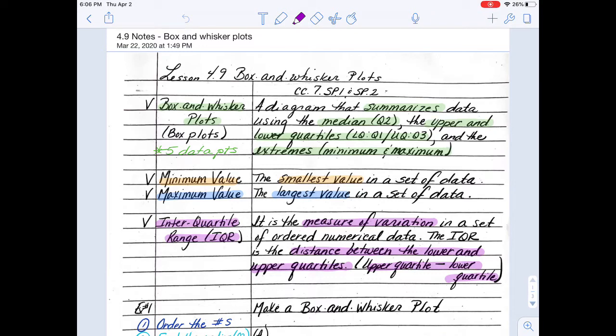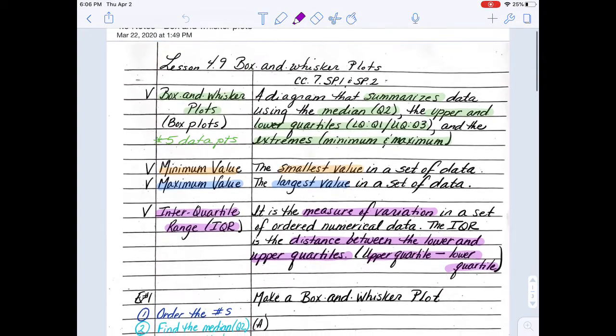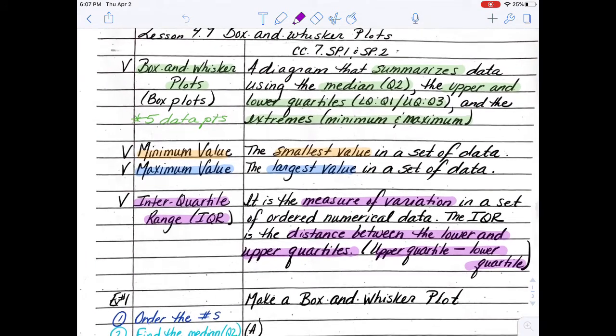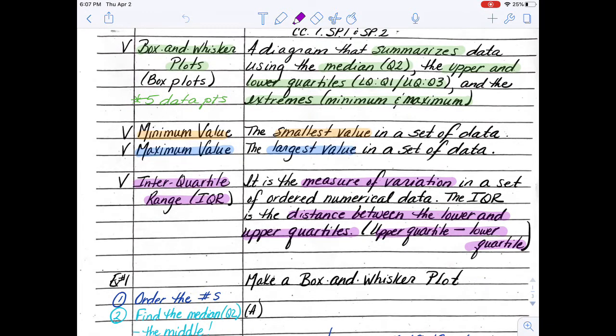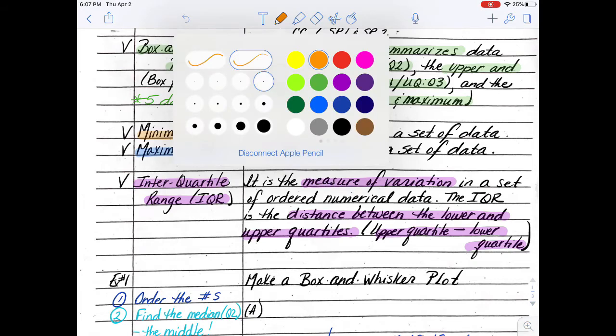Okay, we are here to talk about our box and whisker plots. So that is definitely working with our Common Core 7th grade Statistics and Probability 1 and 2. But what we want to look at today is how to make these box and whisker plots and the different vocabulary that's associated. Box and whisker plots, I highlighted what's important.